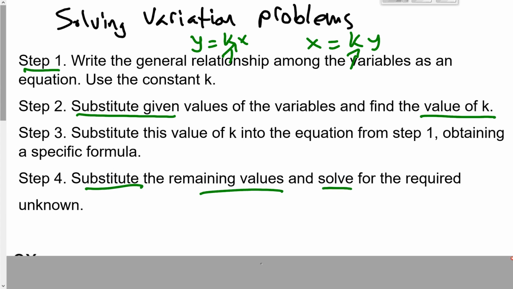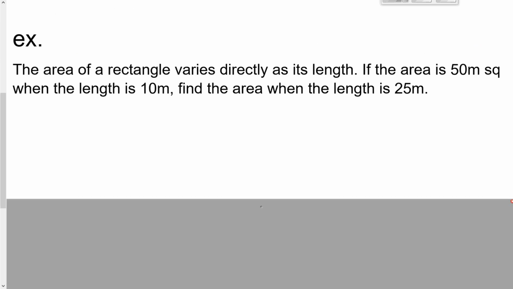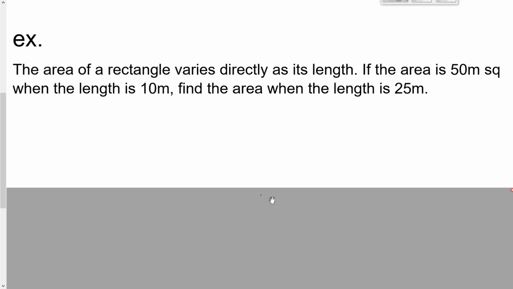Okay, so I think there's some examples down here. So let's go ahead and use those steps and do these examples. Okay, so the area of a rectangle varies directly as its length. If the area is 50 meters squared when the length is 10 meters, we want to find the area when the length is 25. So these are kind of like proportions, right? That's why it says directly proportional to.